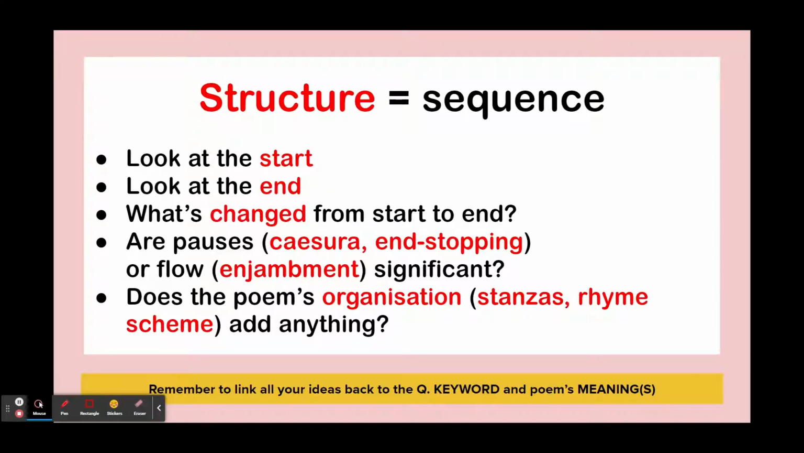And finally, does the poem's organisation, the use of stanzas, if there's a regular or irregular rhyme scheme, add anything to the meaning of the poem? Now, do remember to link all your ideas regarding structure back to the question keyword and the poem's meanings, plural, because there's bound to be multiple ways to interpret the poem. Okay, let's have a look at a poem and try and apply those ideas about structure.